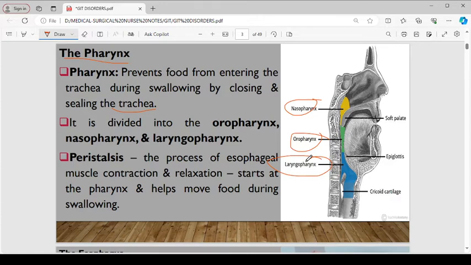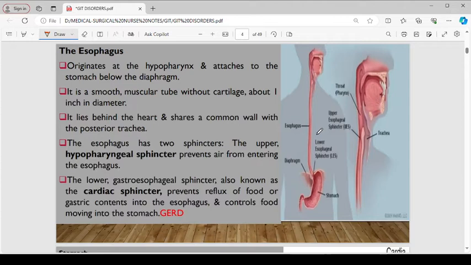Now, from the pharynx, we have a new process that will be going on in the digestive tract, and that's peristalsis. So peristalsis begins from the pharynx, all right? And this is simply the process by which we have esophageal muscle contraction and relaxation, starting here at the pharynx, and it will help move the food during swallowing. Next, we have the esophagus.